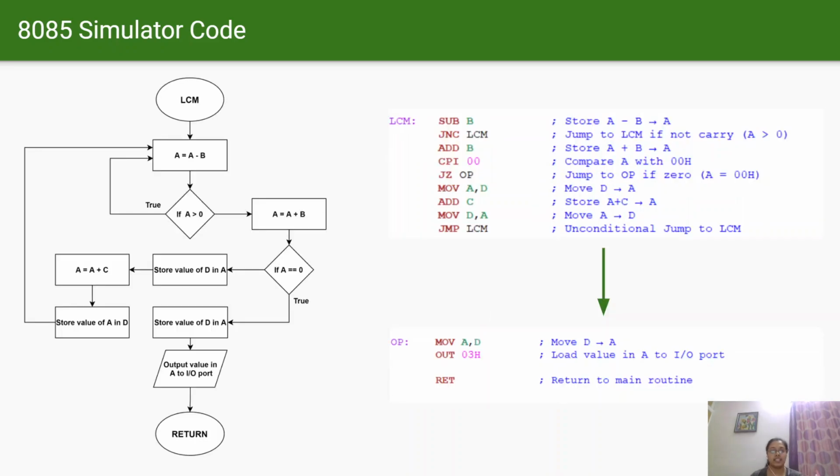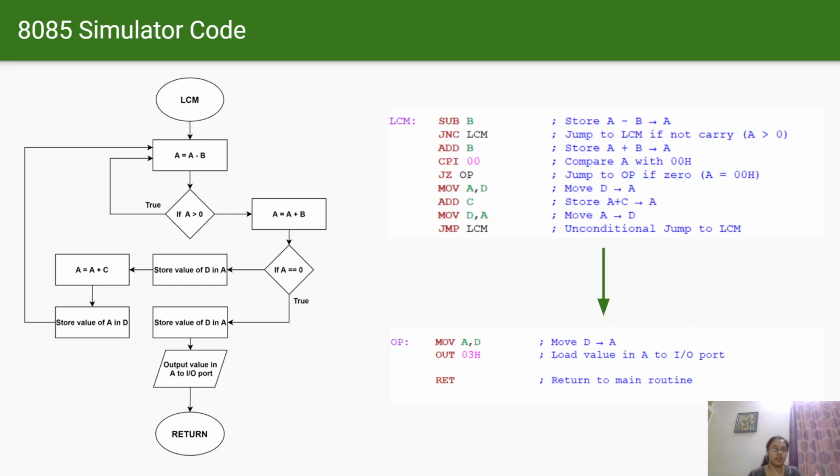This LCM subroutine is exactly the same as what was discussed in the 2 integer example. So basically, we're subtracting b from a as long as a is positive. When a becomes negative, we add b to it, and that gives us a modulus b. And then we compare it to 0. If it is equal to 0, then a is the LCM. If it is not equal to 0, we check for 2a modulus b, and so on.